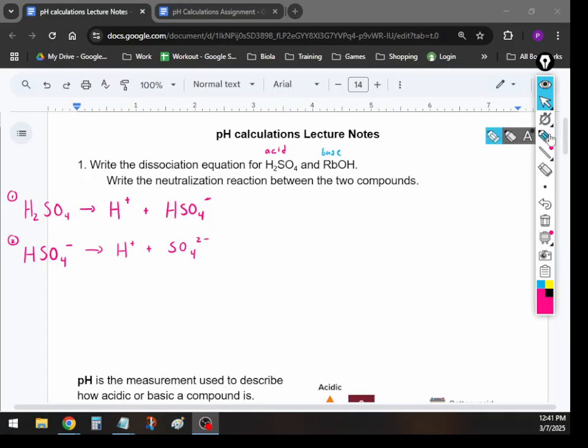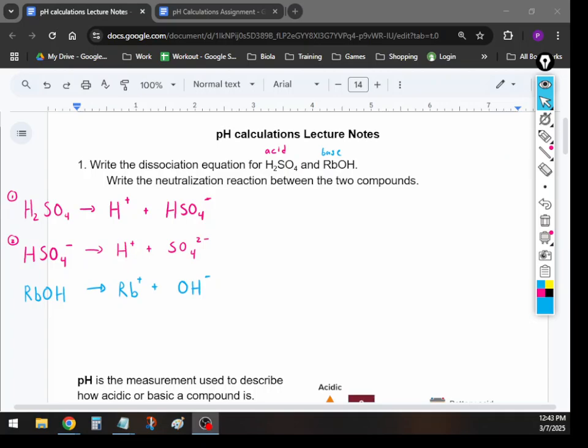Our base in this question is going to be RbOH, and we know that it's a base because it has OH inside of it. Bases want to get rid of OH. So these will separate from OH, leaving OH minus, and if you give away something that's negative, it becomes positive. So this is the dissociation reaction for a base. You get rid of the OH, and whatever's left over becomes positive, just like how you'll be happy when you're finally done with this class.